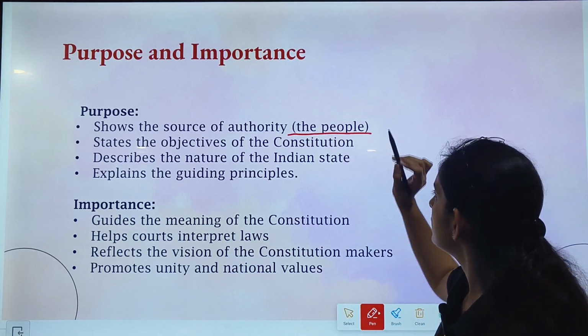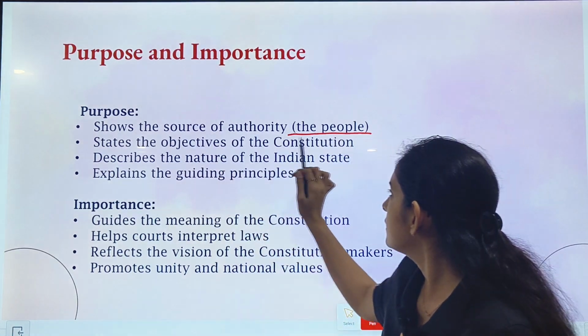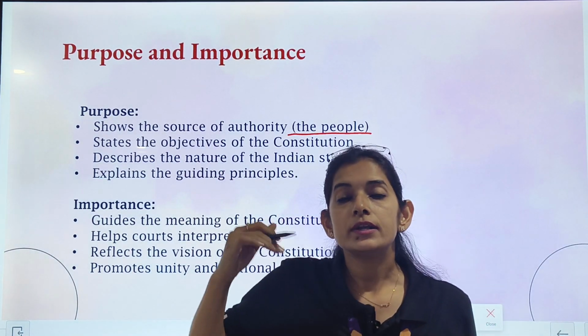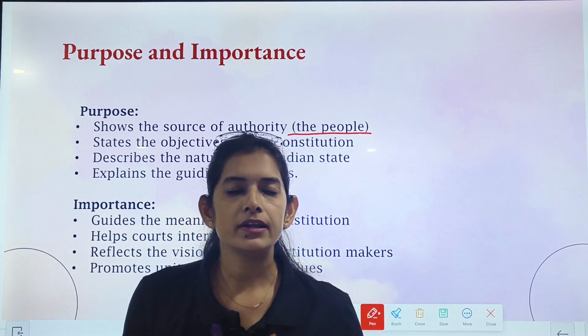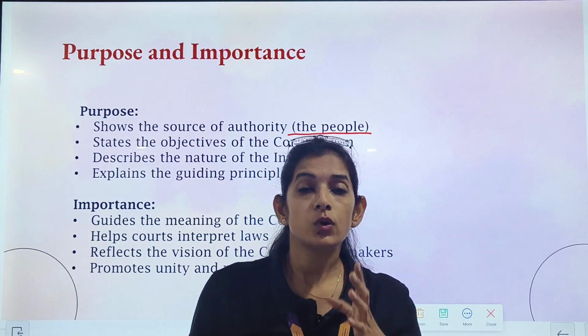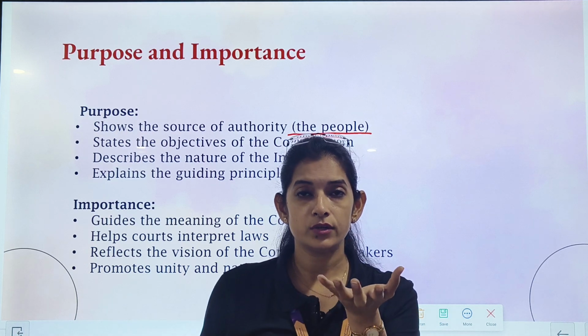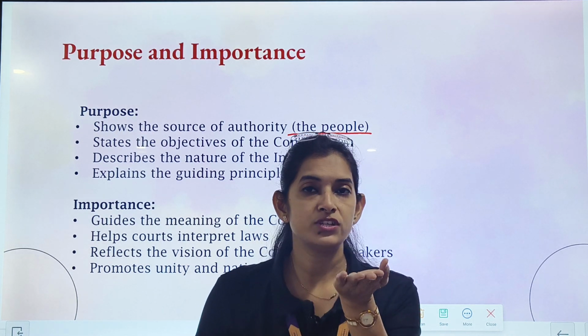The people are having all the authority. Clear? Next, it says the objectives of the constitution. What is the objective of making the constitution? For example, in our fundamental rights, there is the right to equality. What was the need of making the right to equality? It is an objective, right? Why was it considered an objective?